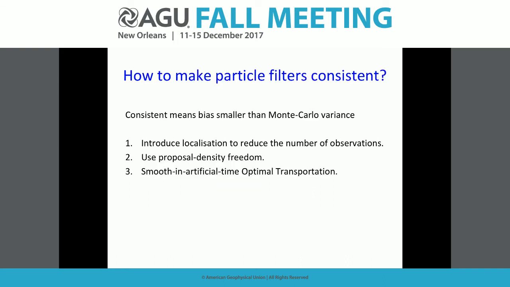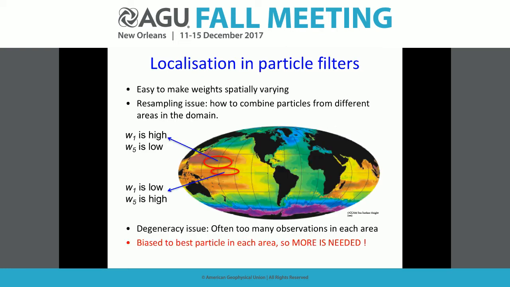So then we come to the real question, this consistency. With that, I mean that the bias in the filter is smaller than the Monte Carlo variance. And we have typically three methods floating around. One is localization, one is using proposal densities, and the third one is using optimal transportation. And I'm going to treat all of them if there's enough time. So first of all, localization.